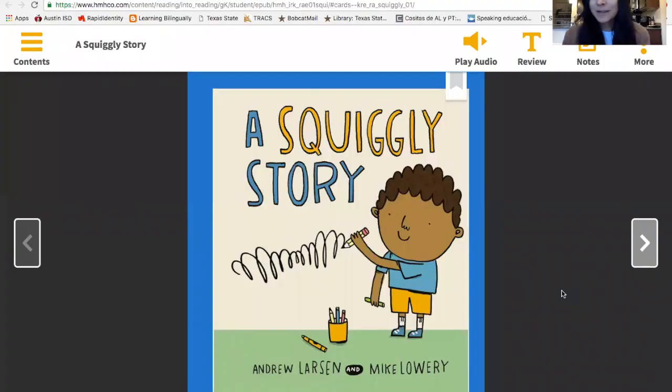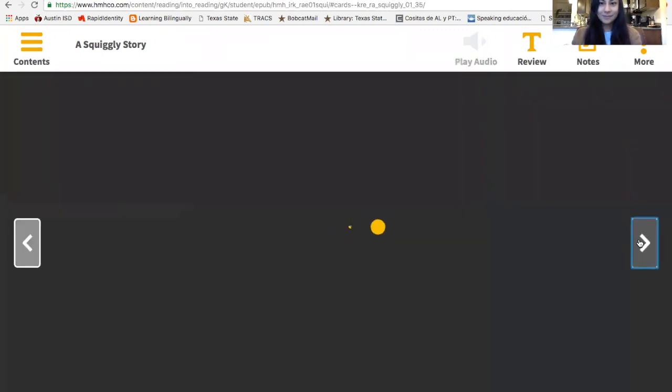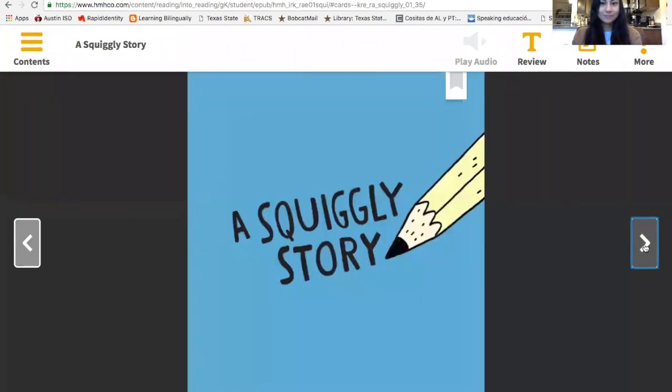Okay, so the book we are reading today is called A Squiggly Story, and it is a book written by Andrew Larson and Mike Lowry. You can see there's a little boy, and he's scribbling on the wall on the front cover. A Squiggly Story.